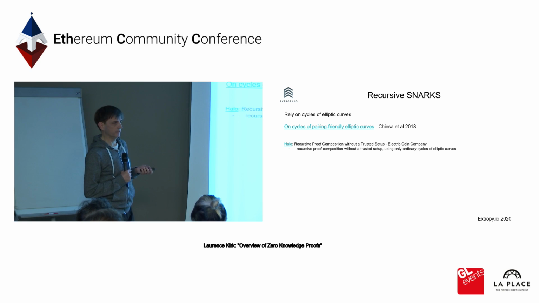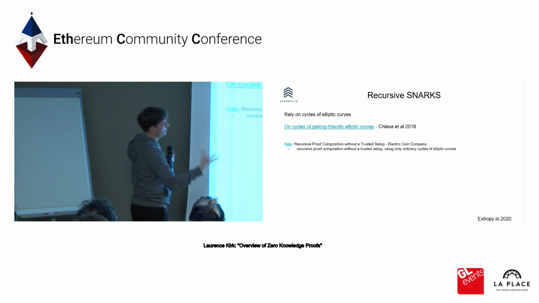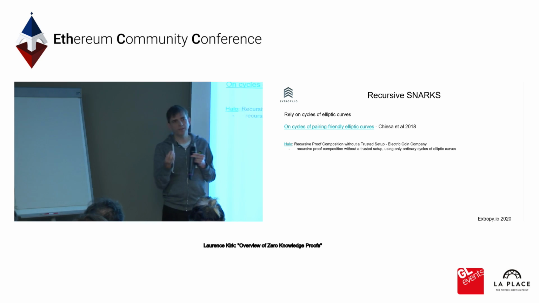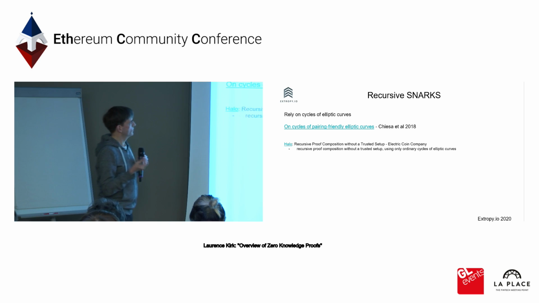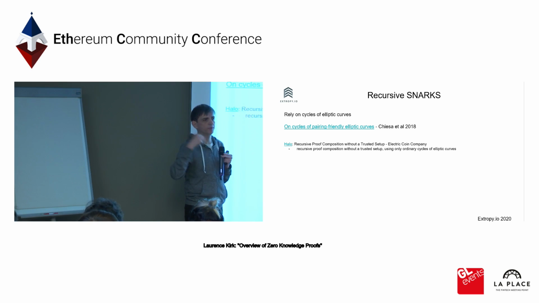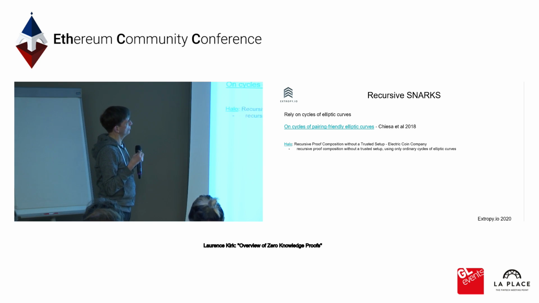So recursive SNARKs are a very interesting idea, and they rely on cycles of elliptic curves, which can be difficult to find, and can be difficult to process. But the idea generally behind a recursive SNARK is, if I have some proof of knowledge of one thing, I can then take a proof that I have that proof initially. And so you can continue doing this. You continue recursively producing proofs of proofs of proofs, and in this way it really reduces the amount of proofs that you need to do.